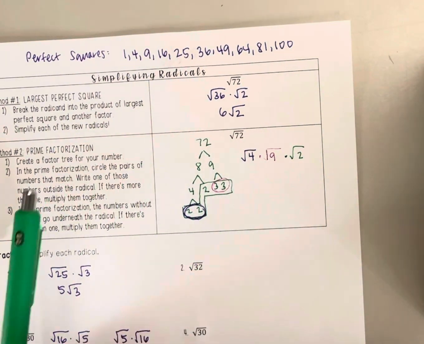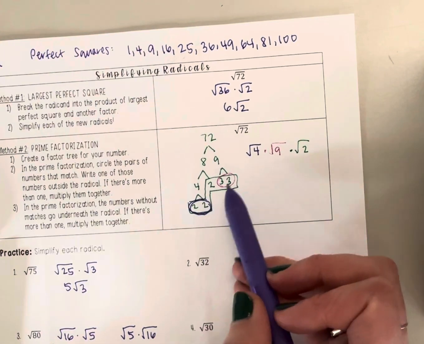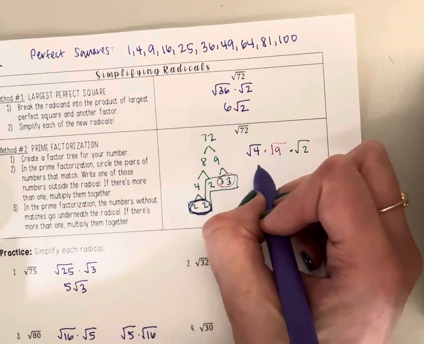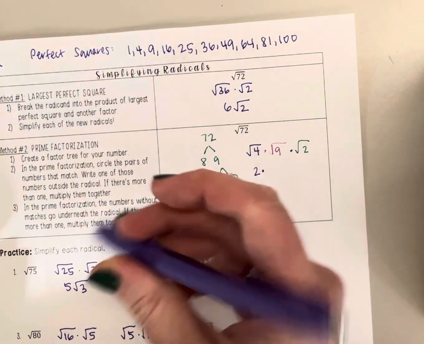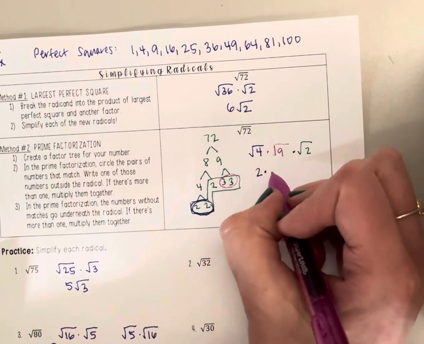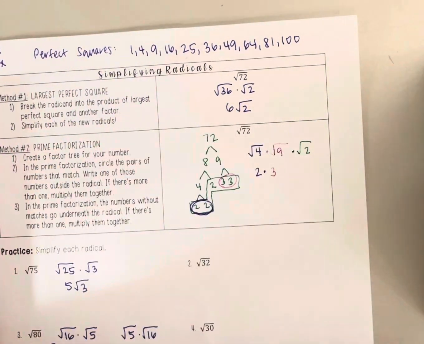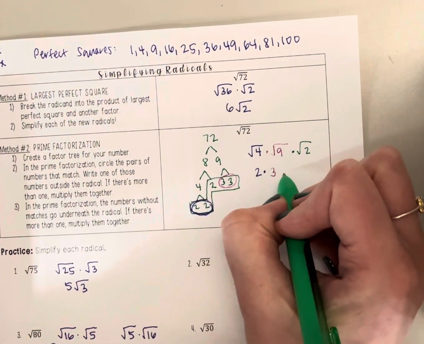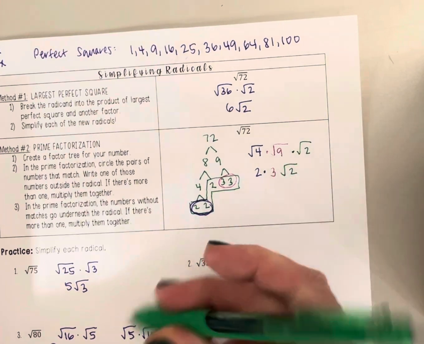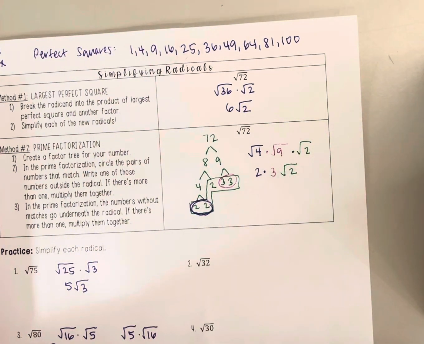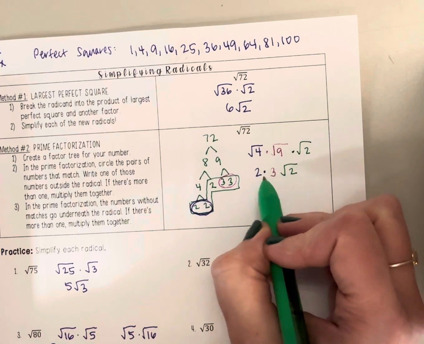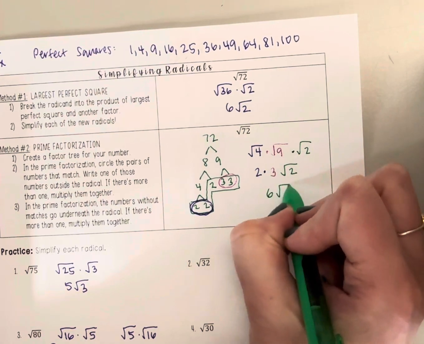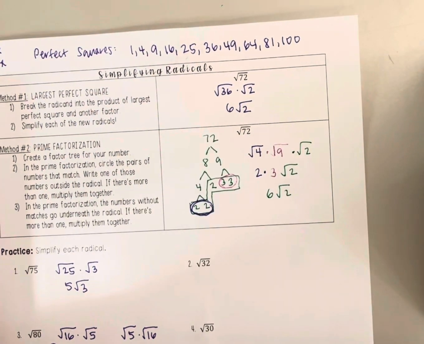Now we're going to simplify. The ones that have pairs are perfect squares. So the square root of 4 is 2. The square root of 9 is 3. And then square root of 2 is not a perfect square, so we'll just bring that down. We can simplify the ones that have perfect squares. So 2 and 3, that makes 6. And now we have the same answer as before.